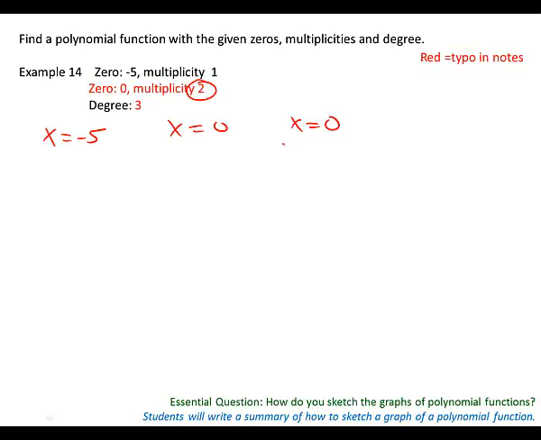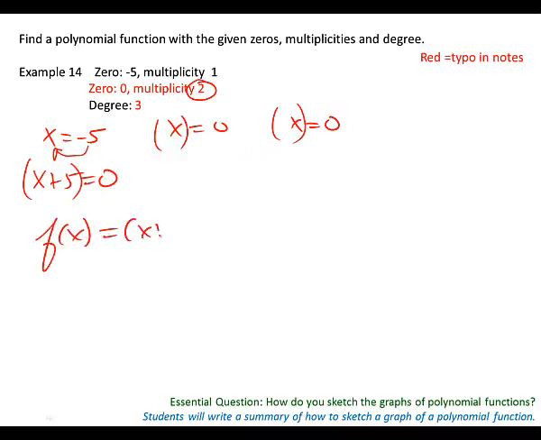Our goal is to reverse zero product property, so I need each one of these things equal to 0. I've got 2 of them already. What am I going to do to move the 5? Add it. So we've got x plus 5 equals 0. All right. What do we need to now do with all these factors? We're going to multiply them together. That's right. F of x equals x plus 5 times x times x. All right. I'd probably do x times x. What's x times x? X squared.